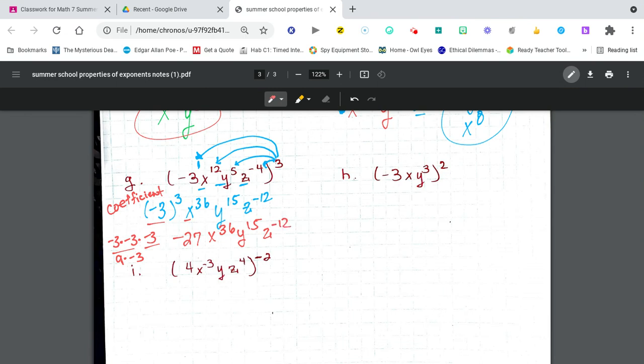But I have one little problem. You see this? That z still has a negative exponent, so I need to flip it. So I'm going to create a bar and keep the negative 27 on the top, the x to the 36 on the top, the y to the 15 on the top. But this has to be flipped, so it goes to the bottom, and negative 12 then becomes positive 12. And that's all you do for that.